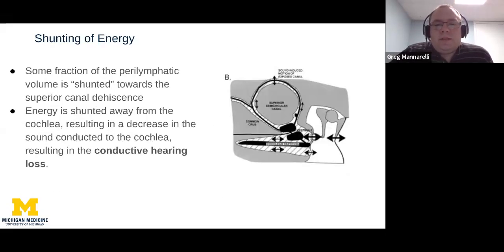And we think some of this has to do with this opening in the system. I think you always have to remember that your vestibule and your canals and the scalae of your cochlea are all interconnected. And some of this energy is going to be shunted away up through the dehiscence, reducing the overall energy in the cochlea, thus creating a hydraulic-based conductive inefficiency in the system, resulting in this conductive hearing loss.